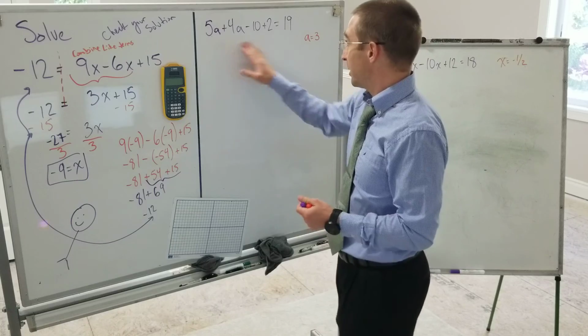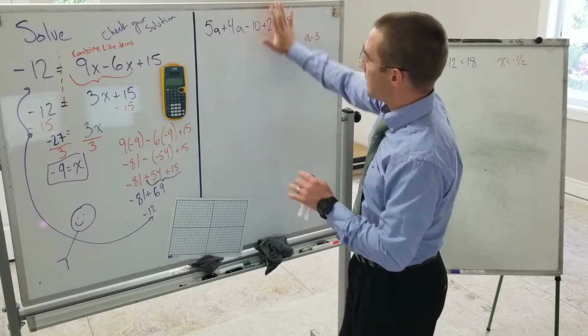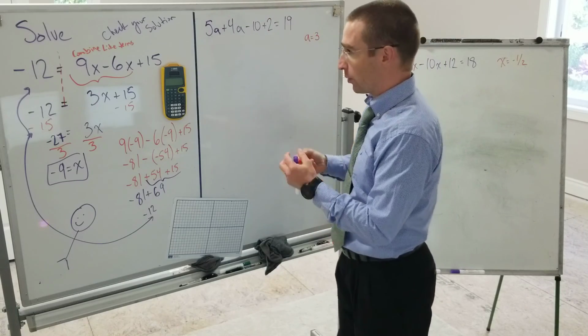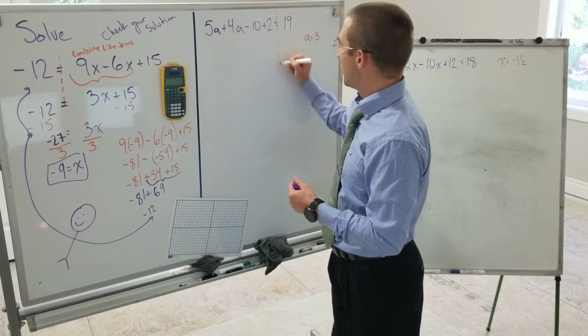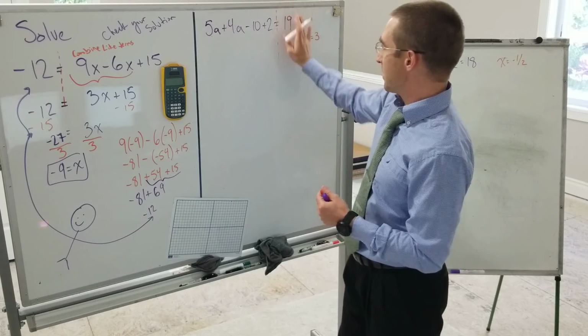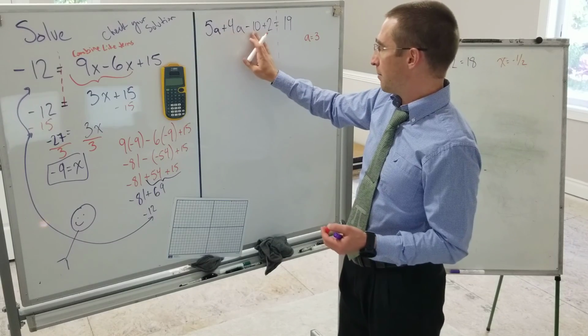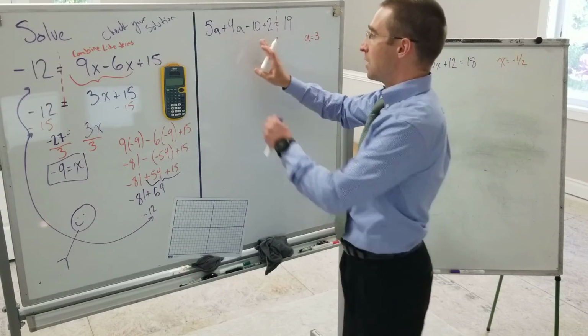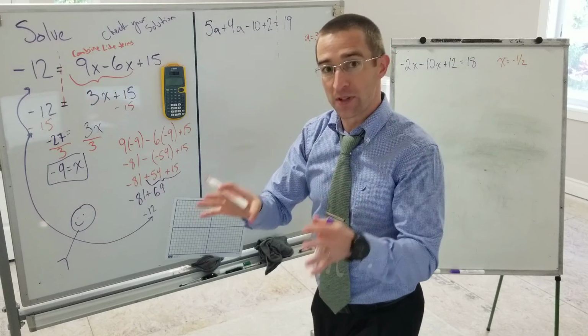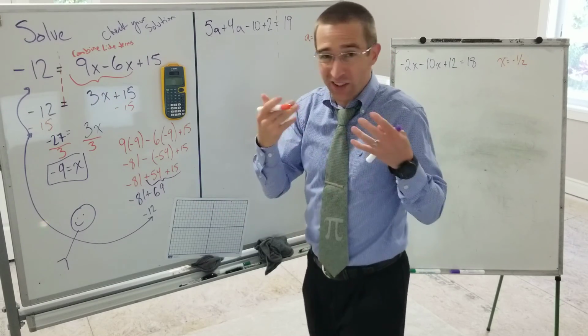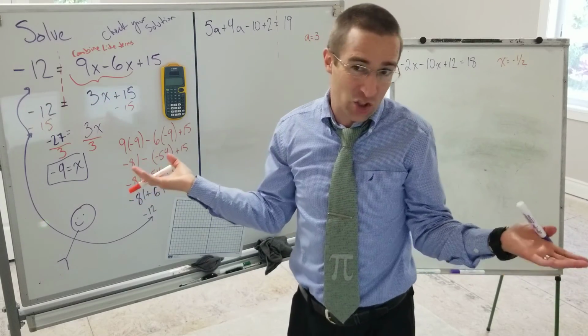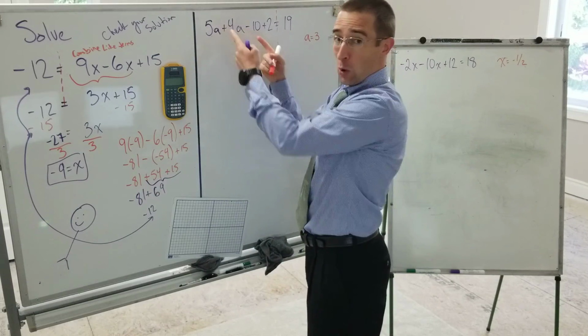All right, so here, we're gonna look at this. We've got the 19 on this side of the equal sign, right? Remember, we can break it into two pieces. We've got this expression equals this expression. It's an equation. So I have 5a plus 4a minus 10 plus 2. So we're gonna look for like terms. Like terms are things that are the same-ish. These both have an a.